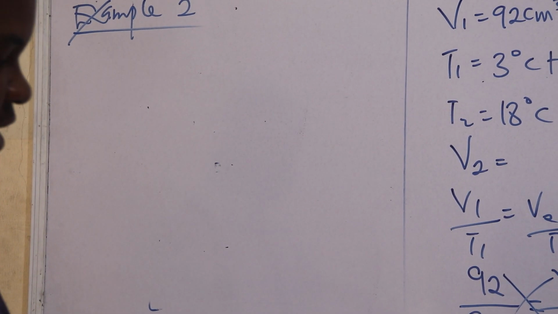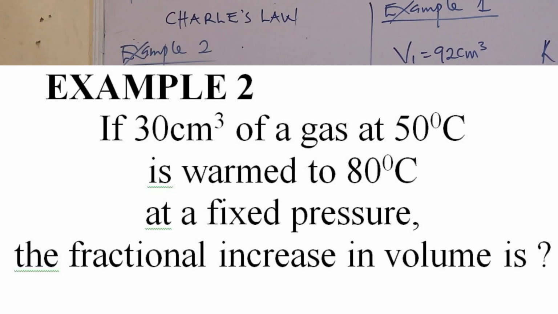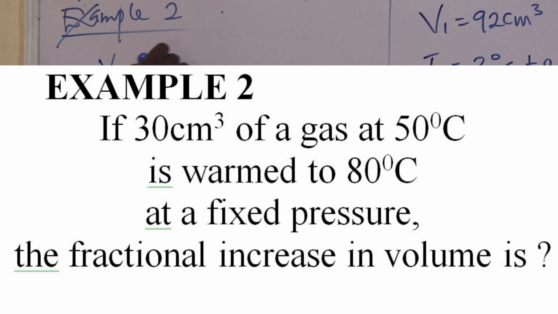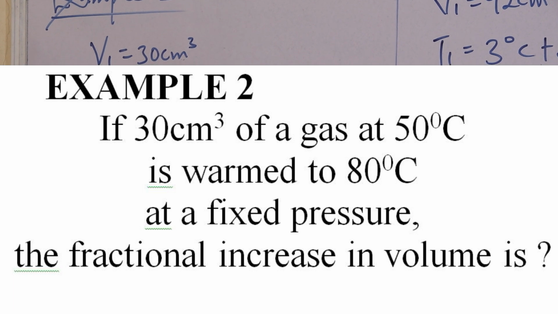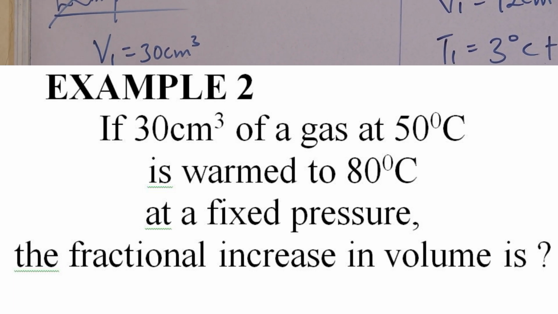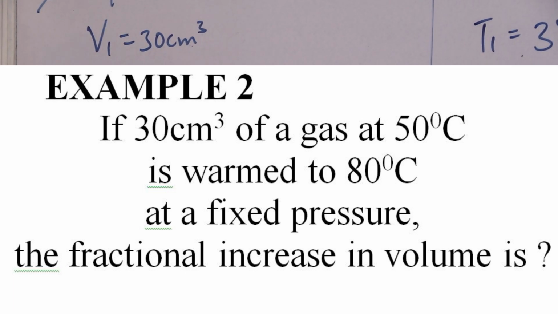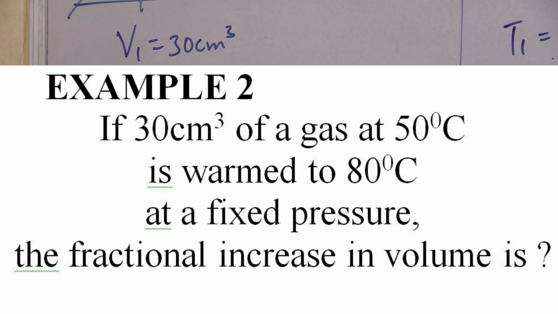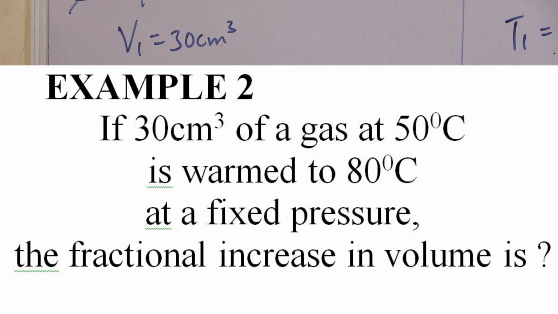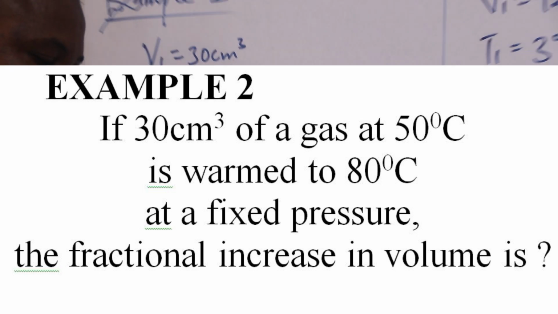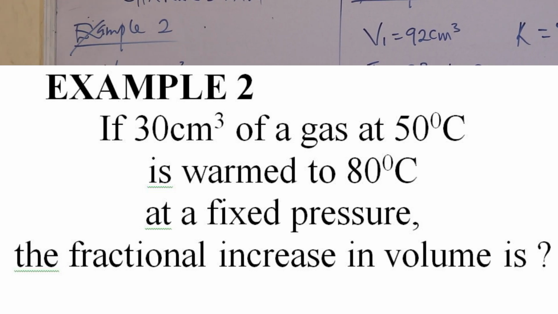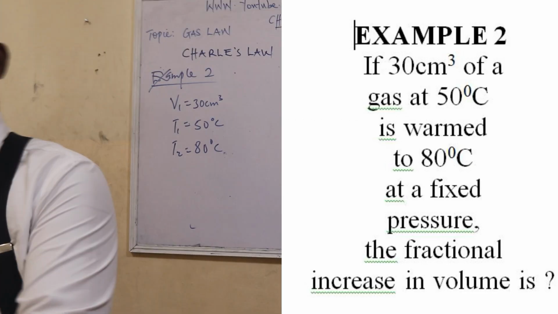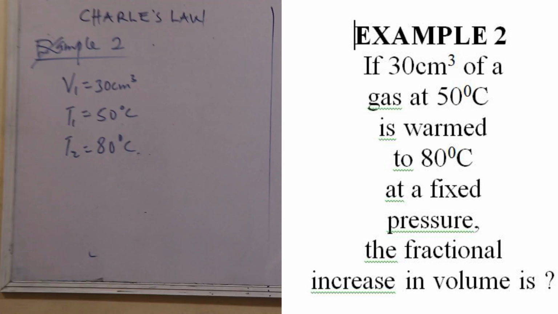We have to state that if 30 cm3 of a gas at 50 degrees C is warmed to 80 degrees C at a fixed pressure, the fractional increase in volume is what? You are directly calculating what? The volume. What's the fractional increase in the volume?